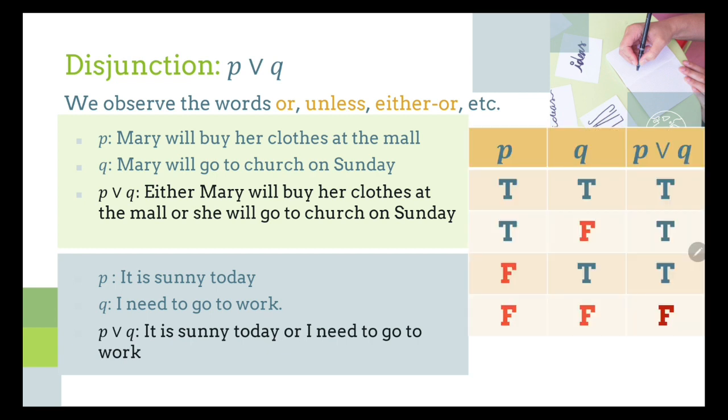And here we have the truth table for the disjunction. The same combinations of the truth values of P and Q. If you notice, the only time the disjunction is false is when both are false.